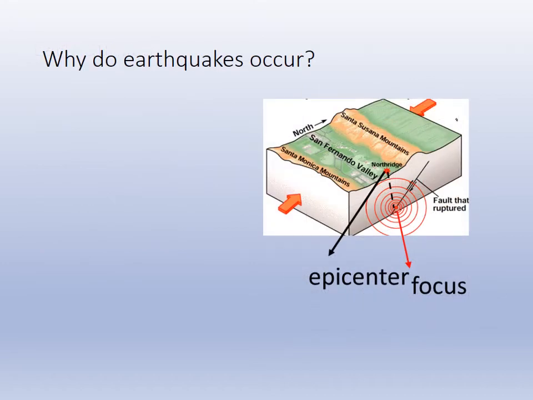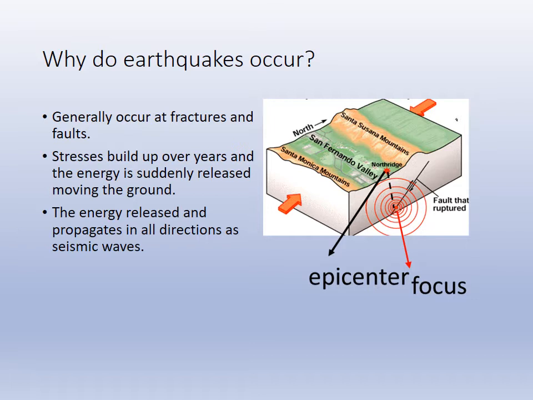Earthquakes occur because the movement of plates causes stress to build up, and that stress is suddenly released. Waves radiate outward from this point of stress. So they occur at fractures or faults. The stresses build up over years and then they're suddenly released. The energy propagates in all directions.